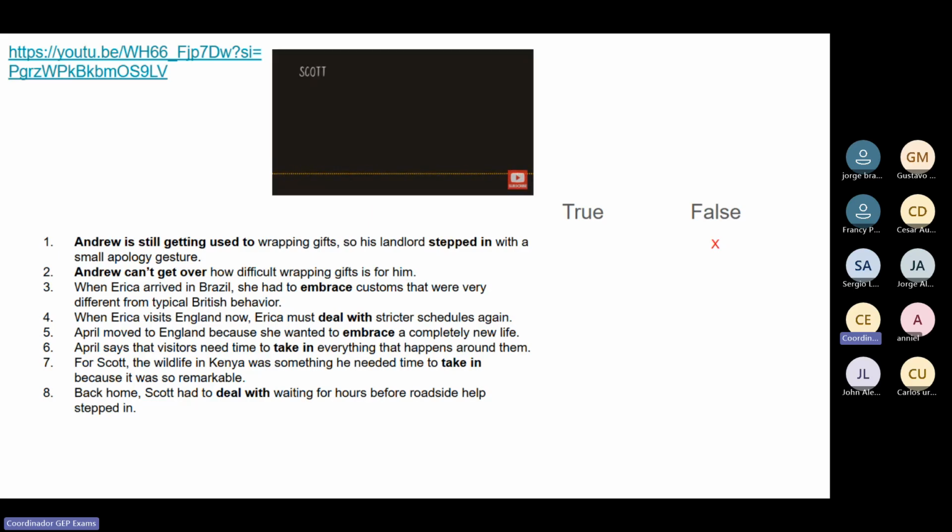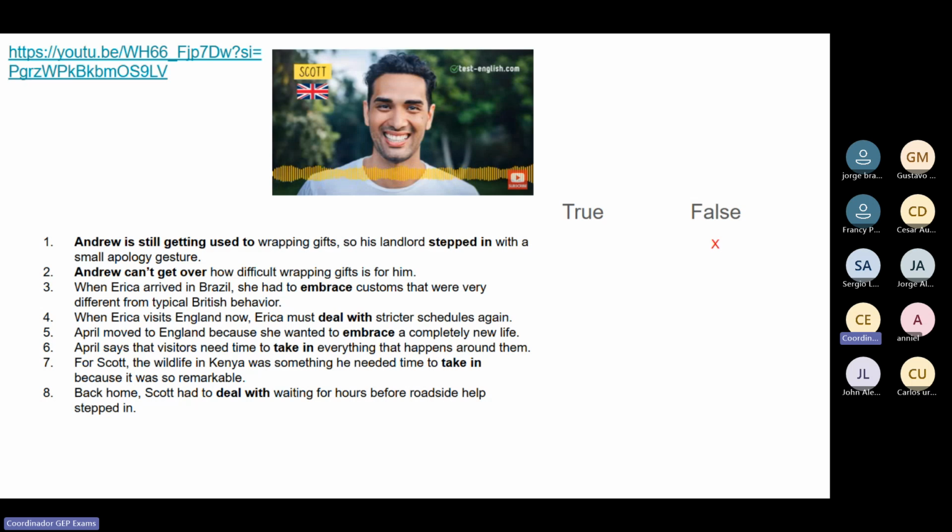Scott. I moved to Kenya to work on a wildlife conservation project. The sheer scale of the landscapes here is breathtaking. Nothing prepared me for seeing elephants roam freely under the vast open skies. But what really surprised me was how much people rely on community. People's lives here are deeply connected, whether it's families sharing meals, neighbours looking out for each other, or strangers offering a helping hand without hesitation.